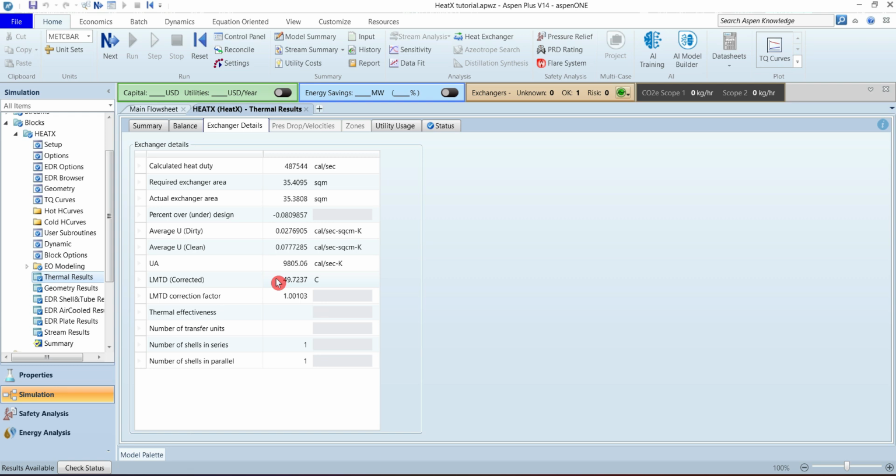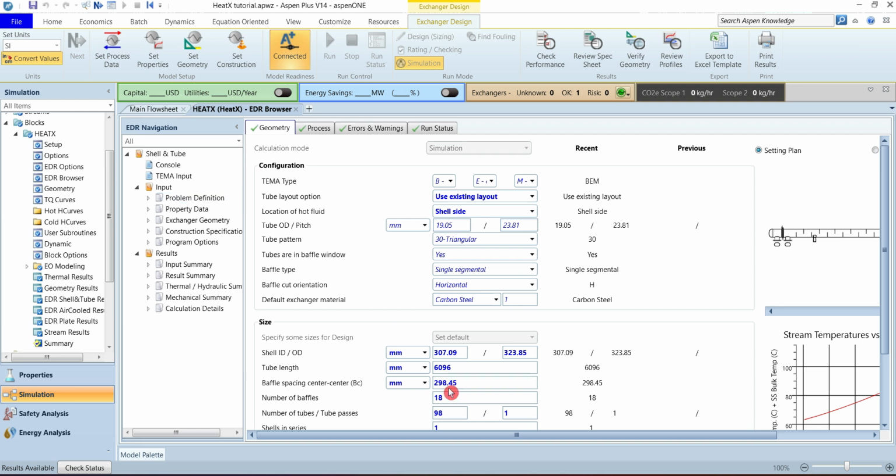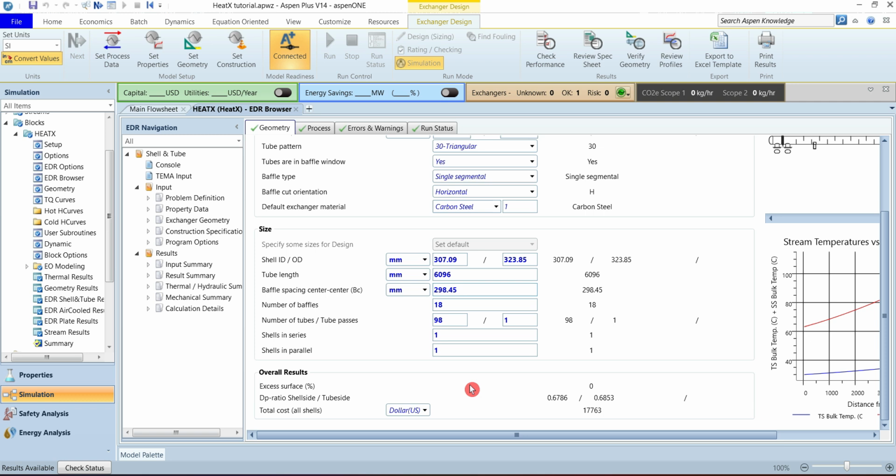Still, if it is required to increase the design margin from 6.6% to even higher, then we don't need to get back to the EDR browser. Rather, we can work inside the EDR from this option. So here we can play with all the geometries as we need. We can work with the shell ID. Also, we can work with the tube length. We can fix the tube length as per our own requirement. If it is required, we can shift the number of baffles or the spacing between the baffles. We can now entirely work inside the EDR browser in Aspen Plus.